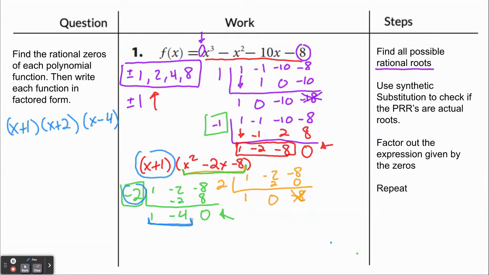Now we are completely factored, so this is the function in factored form, and my zeros here are negative 1, negative 2, and then what I was left with was x minus 4, so that tells me that 4 is my final 0. So there are my zeros and my polynomial in factored form.